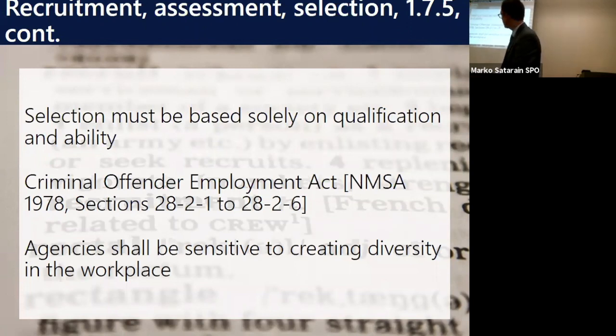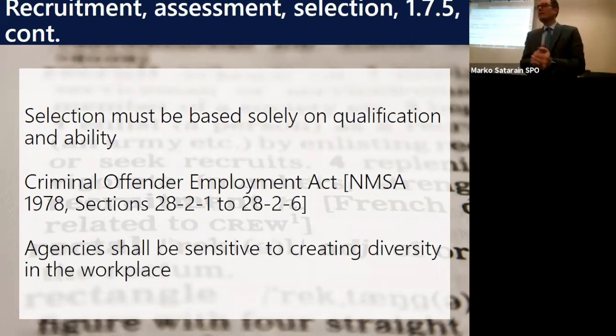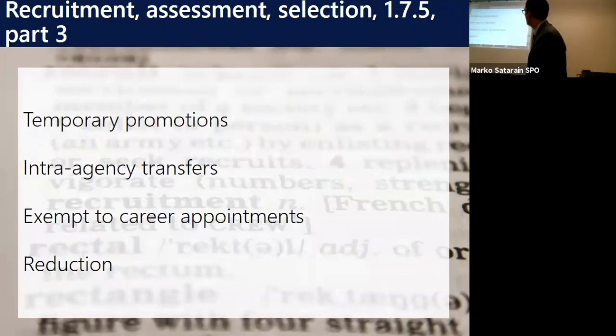What other things? So, this is interesting, on this last bullet point on recruitment, it says agencies shall be sensitive to creating diversity in the workplace. I personally think we need to have better initiatives on diversity in the workplace. So I hope that that's something the State Personnel Office will be doing in the future, but this is what's in the rule currently. All right.